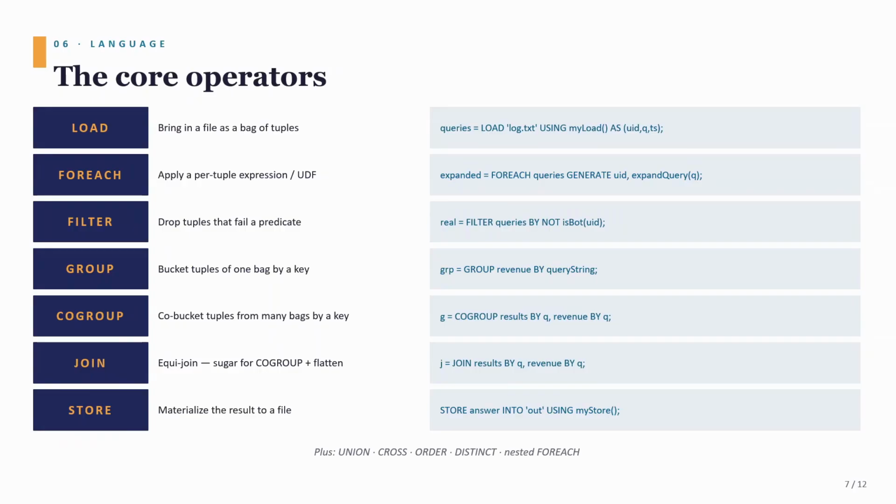Cogroup is similar but works across multiple data sets at the same time. So if you have search results in one table and revenue data in another, cogroup brings them together by a key, keeping each dataset's rows nested separately. We will talk more about this in the next slide.